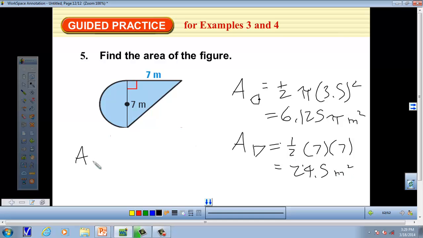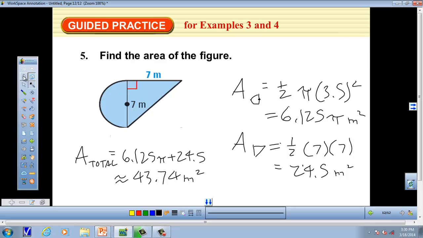So to find the total area, we're going to add those two together. That gives us 6.125 pi plus 24.5. If you give me a sec, I will calculate this. So we've got 6.125 times pi plus 24.5. Should have gotten approximately 43.74 square meters.